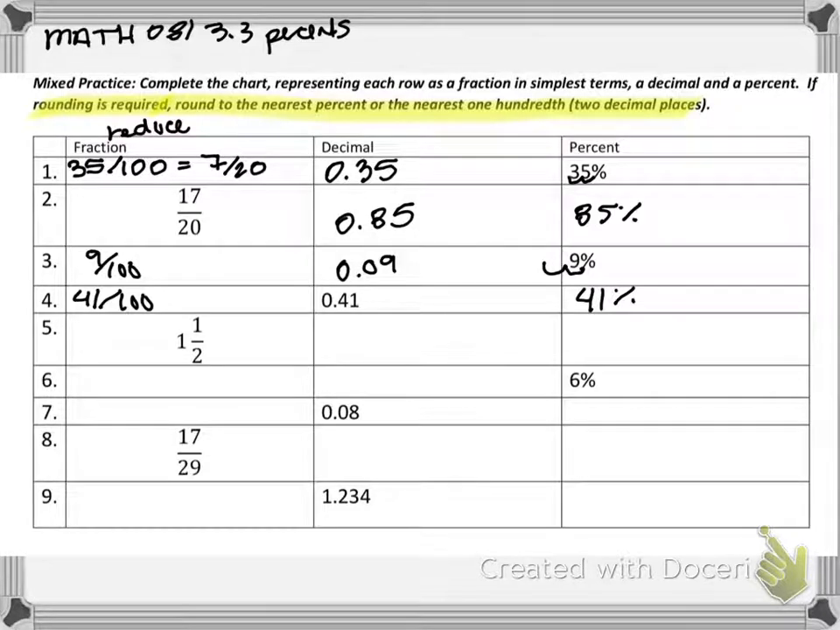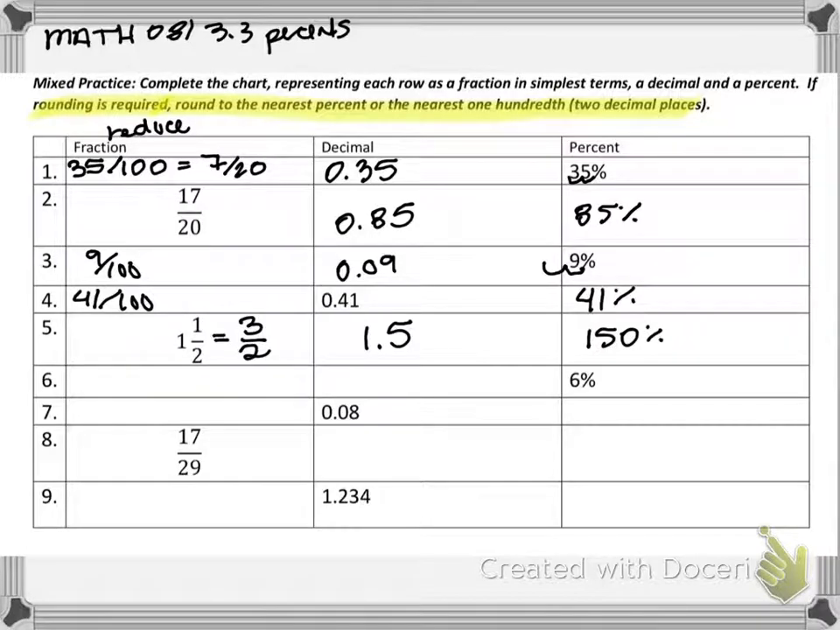All right, number 5. What's wrong with number 5? Well, it's a mixed number. So before I can really type that into a calculator, I need to change it to an improper fraction. Okay, so you have 1 times 2 plus 1, that's 3 over 2. So typing in 3 over 2 into your calculator gives you 1.5, multiplying by 100% gives you 150%.